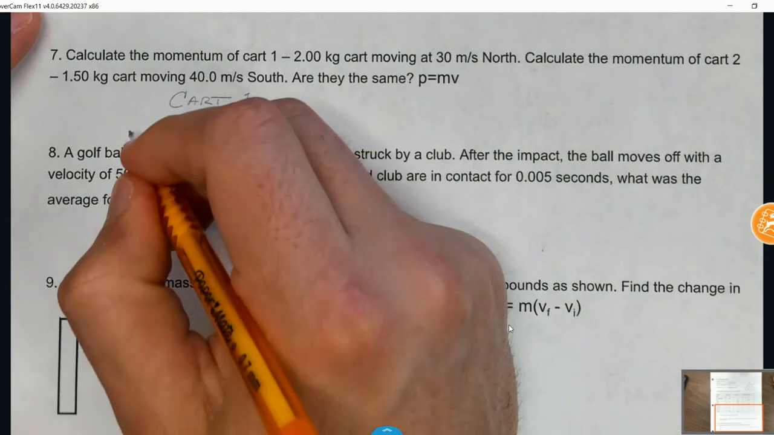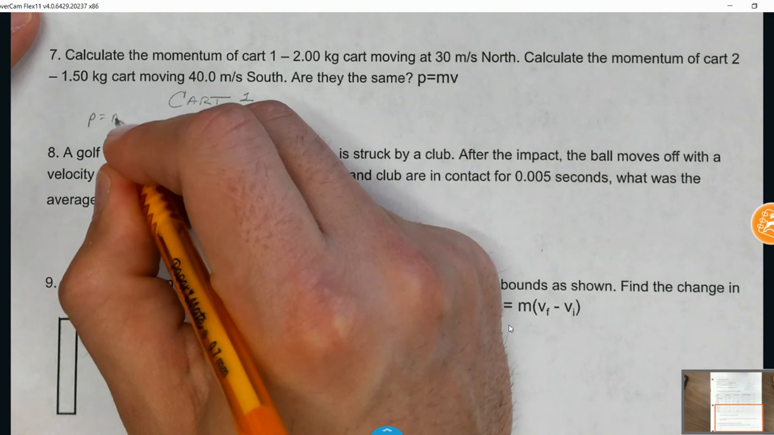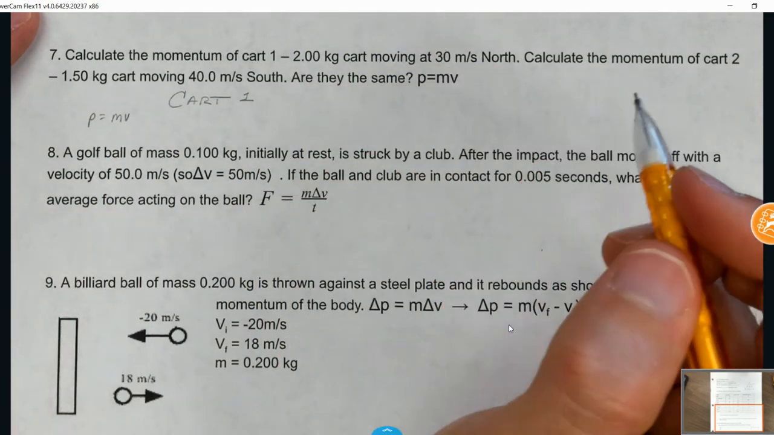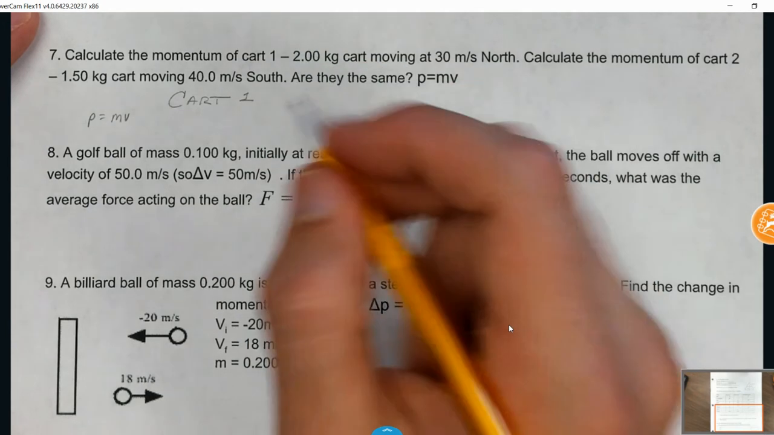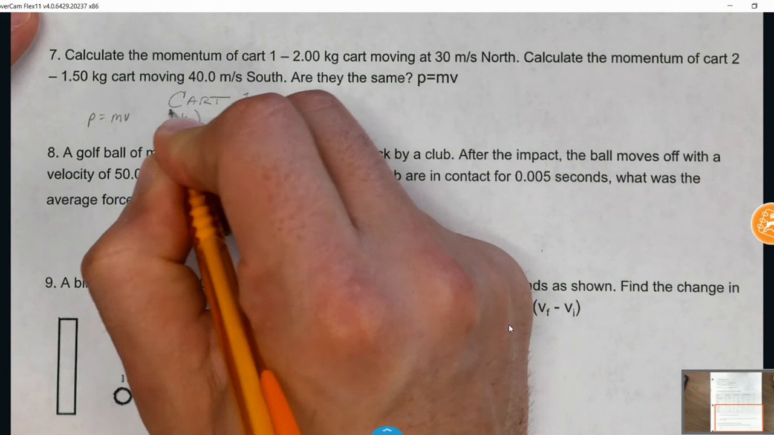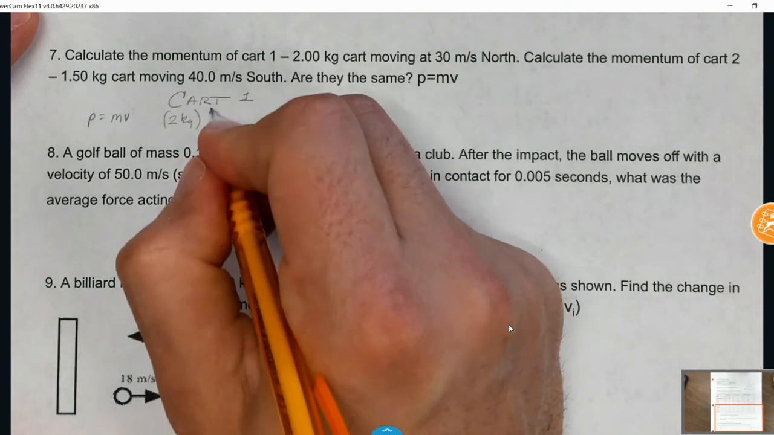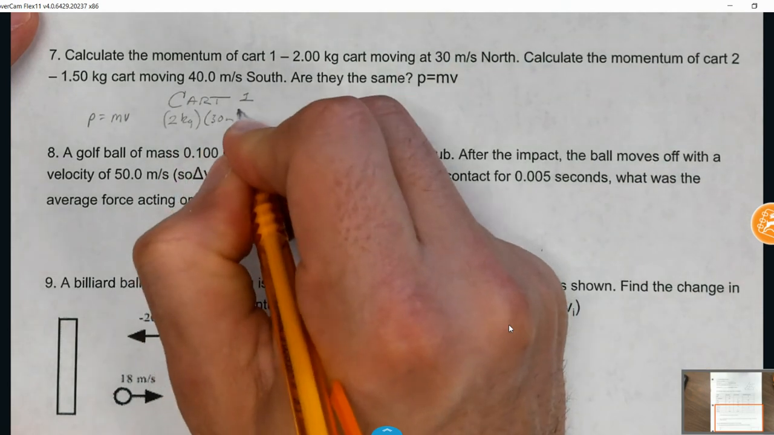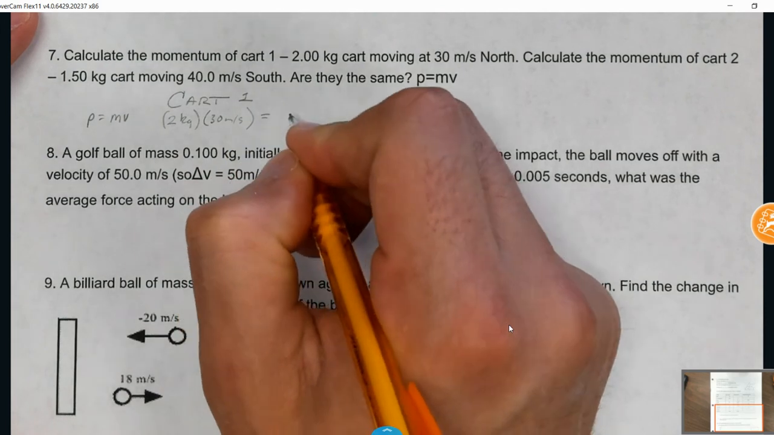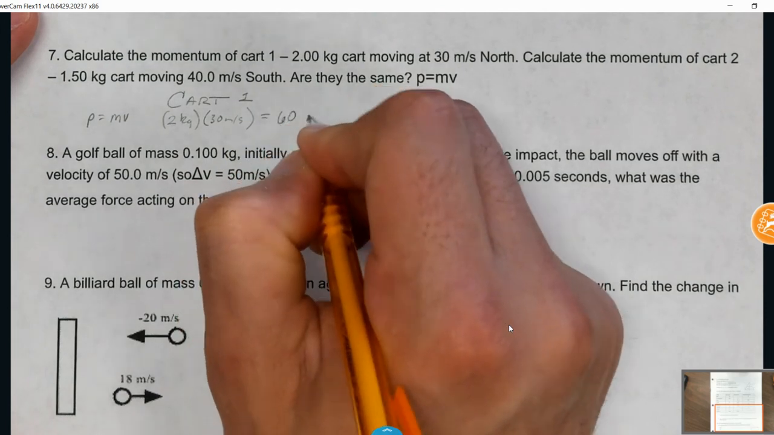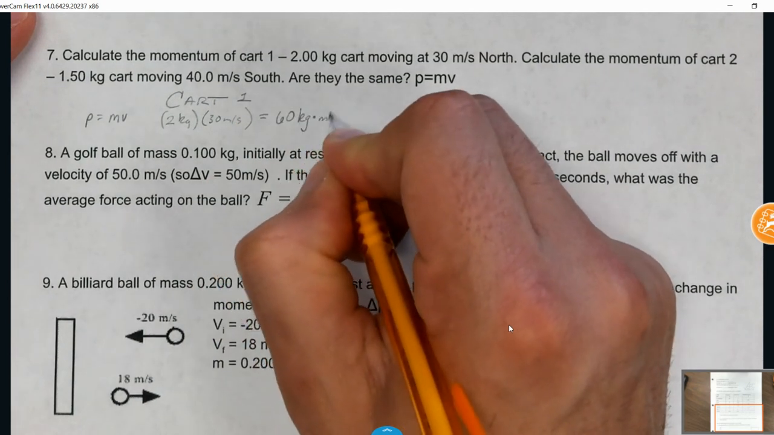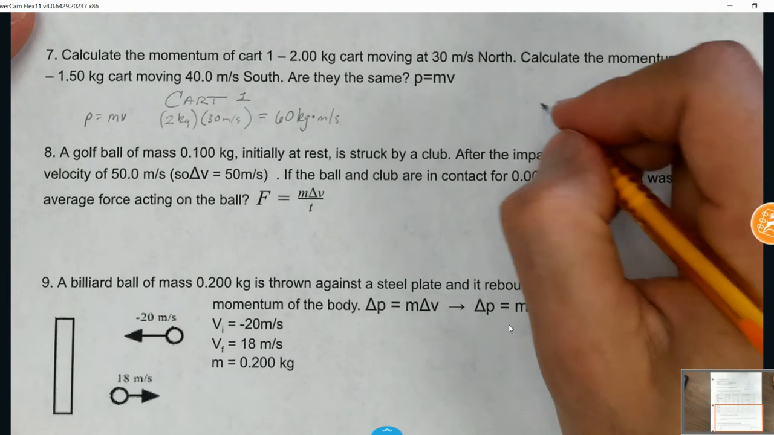So cart 1, momentum is equal to just mass times velocity. So the mass of this cart is not -2. You can't have a negative mass. So it's 2 kilograms times 30 meters per second. What's 2 times 30? Good, 60. The unit is kilogram times meters per second.